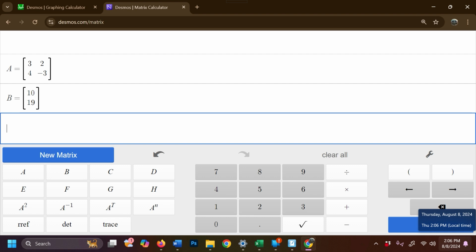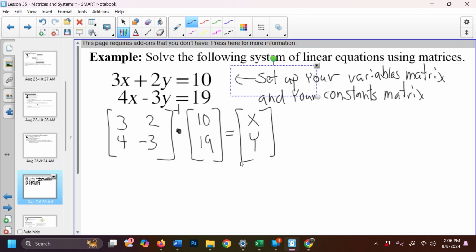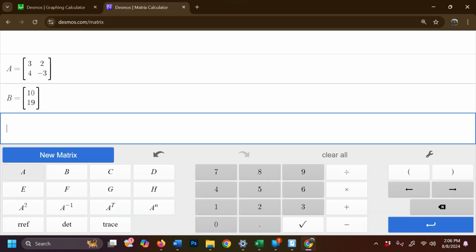Now, to do the multiplication that I want to do here, I want to do matrix A inverse times matrix B. And then I'm going to get that result. So to do that, I'm going to hit the A button. I'm going to hit the inverse button. And then I'm going to hit the B button.